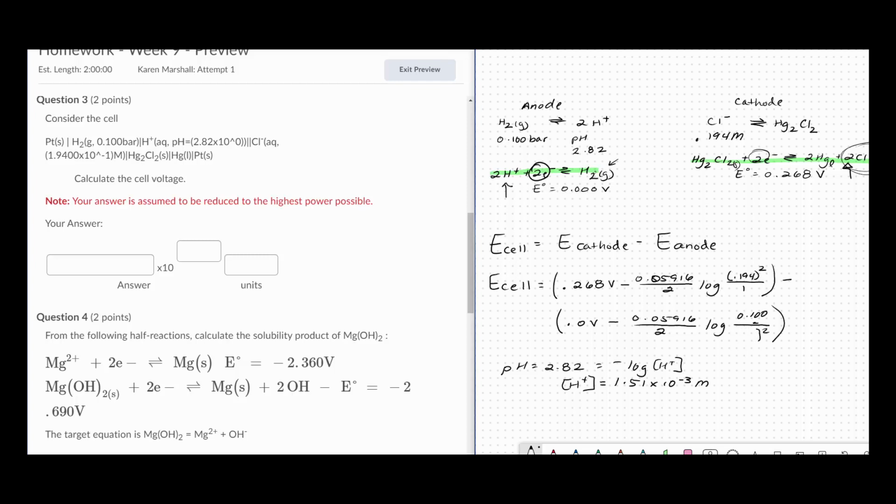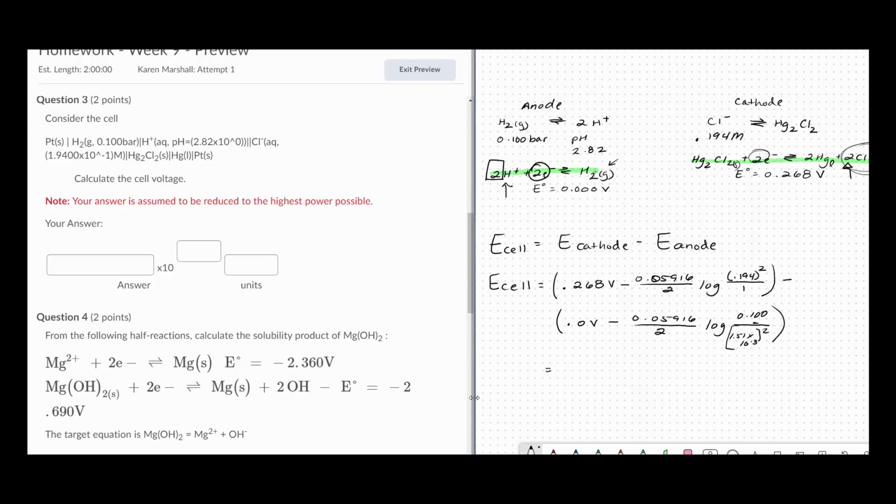So that goes in here for the concentration of hydrogen, 1.51 times 10 to the negative 3, and we will end up needing to square it. Again, that square comes from the coefficient of the balanced chemical equation. Now, there are several places where you can screw up this calculation, so be sure to take it stepwise, take it slow, and double check your work.